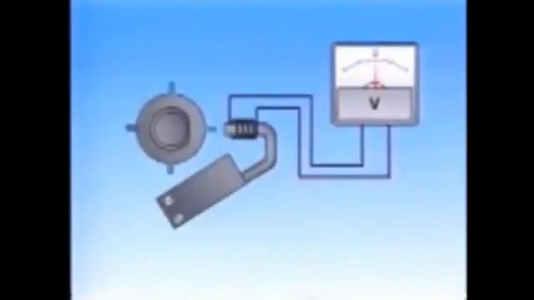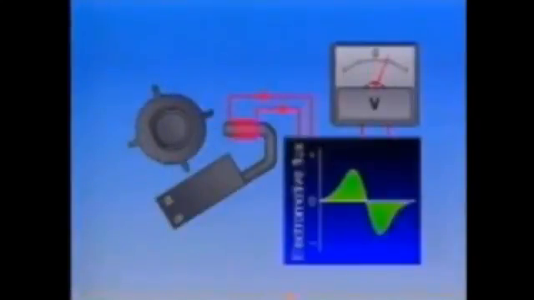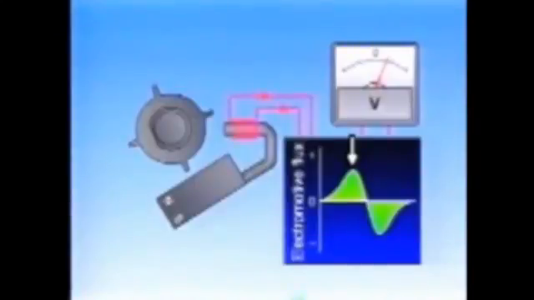The level of EMF generated depends on the relative positions of the rotor and pickup coil. When a rotor tooth approaches the pickup coil, the EMF increases, and when the rotor tooth and the pickup coil face each other, it becomes 0.